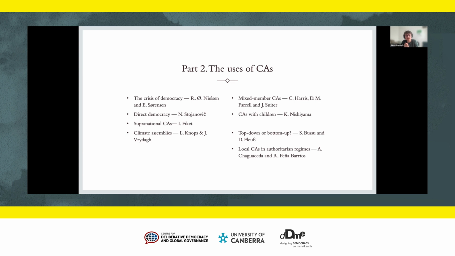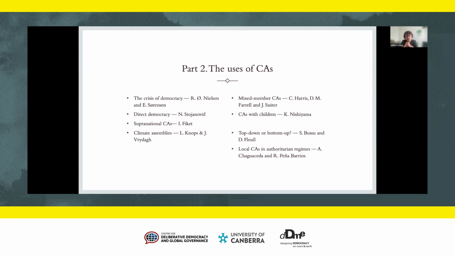And then we have a chapter about citizens' assemblies and children. So as you all know, children are often absent in citizens' assemblies, often for legal reasons. And Kei Nishiyama discussed different strategies through which we can actually include directly or indirectly children in citizens' assemblies.